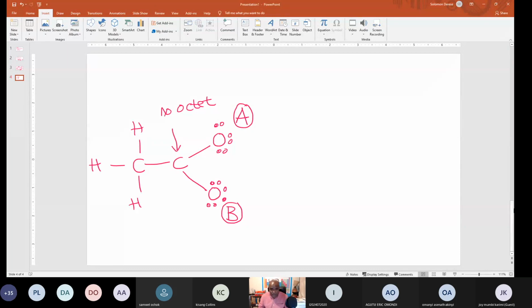One where you have carbon, hydrogen, hydrogen, hydrogen. Then you have carbon. If we are using the lone pair of electrons on oxygen A, we can form a double bond here. That oxygen A will only have 2 lone pairs of electrons, as it has used one of the lone pairs of electrons to form a double bond with the carbon. The other oxygen will have 3 lone pairs of electrons.